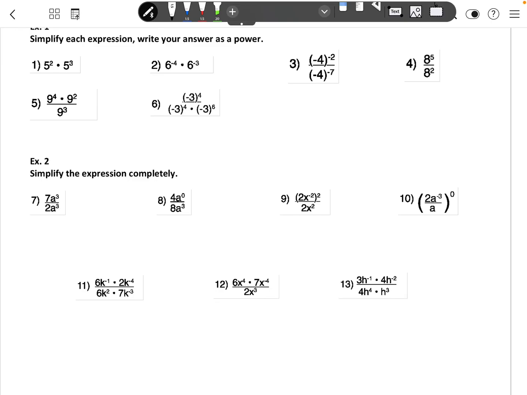All right, so we're going to do negative exponents exactly like we did positive ones, except there's going to be one difference. So we'll start with number 1. 5 to the second times 5 to the third. Multiplying, we add our exponents, 5 to the fifth. Final answer.